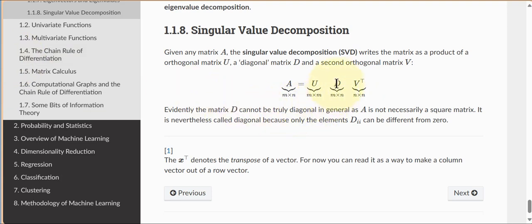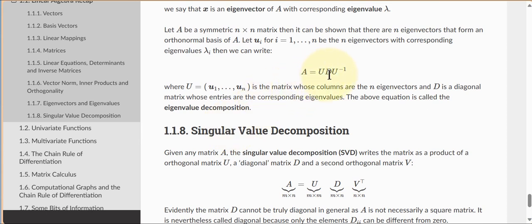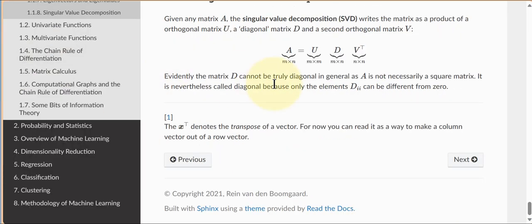So we have something called D. It's a little different than the other D, but basically the same thing. And we have U, which is sort of the same thing. And we have V. Now remember, before we had U, D, and U inverse. So it doesn't look exactly the same. The first thing they note is that D is not really the same. It's not going to be truly a diagonal matrix, because if you look at the size of D, it's m by n. So what would it mean to be a diagonal matrix? You can't really have a diagonal matrix unless you have a square matrix.